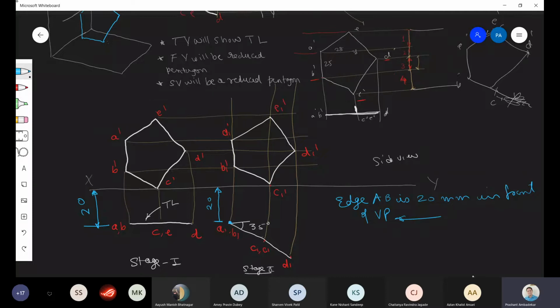It means that you cannot draw it anywhere here. You have to draw it at a distance of 20 mm only, if it is given in the question. So you have to see for this condition or any other condition which is given in the question. Hope it is clear to all of you.